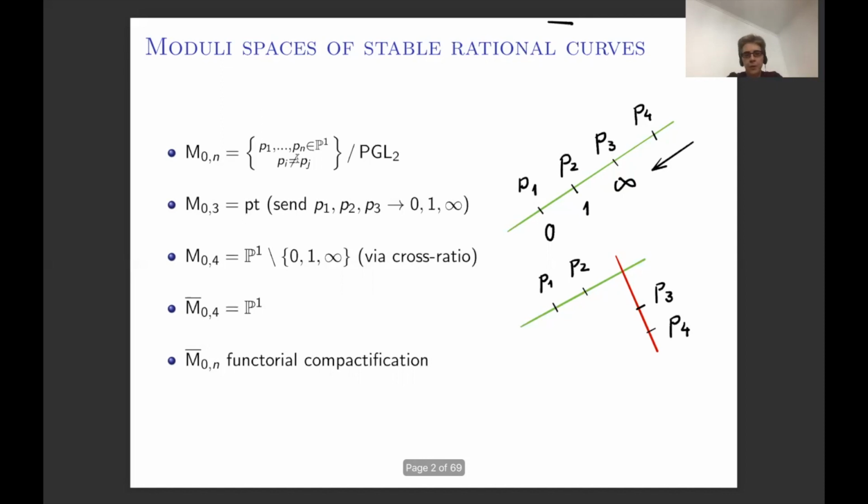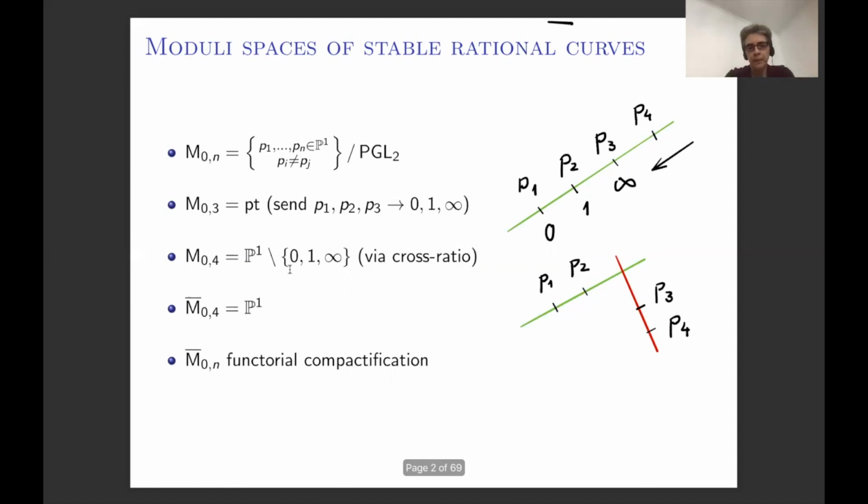In fact, in general, for any n bigger or equal than 4, we can identify 3 of the points with 0, 1, and infinity using an element of PGL2. And then the data that is left is just n minus 3 more points other than 0, 1, and infinity, and different from each other. So when n is equal to 4, this is just P1 without 0, 1, and infinity.